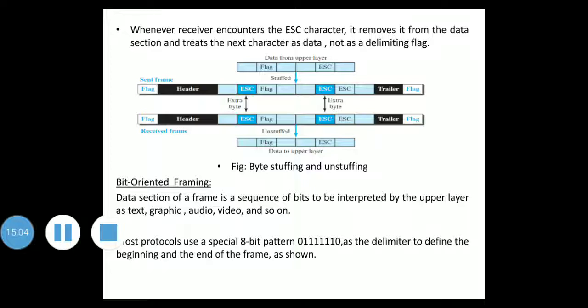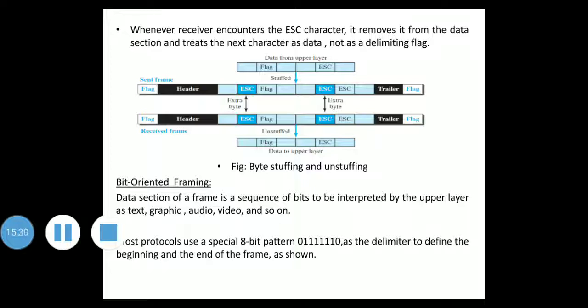Character-oriented protocols present another problem in data communications. The universal coding systems in use today, such as Unicode, have 16-bit and 32-bit characters that conflict with 8-bit characters. So we can see that the tendency is moving towards the bit-oriented protocols, which will be discussed later.